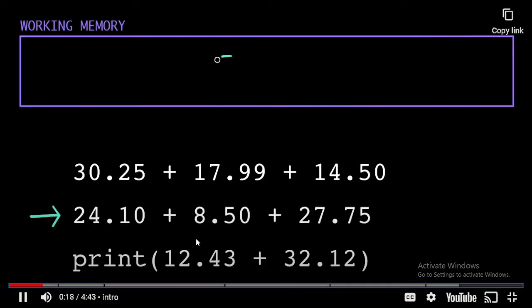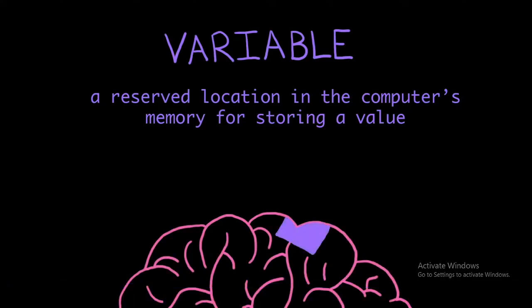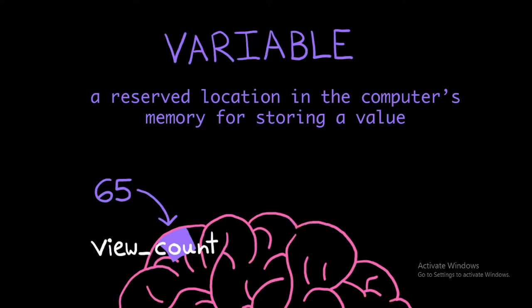A variable is a reserved location in the computer's memory for storing a value. We associate each location with a name, so it's easy for us as the programmers to refer to a specific location later. We can also update the value that a specific name points to over time. Because we have a name, we can ask the computer questions like, what value do you have stored at location view count right now?